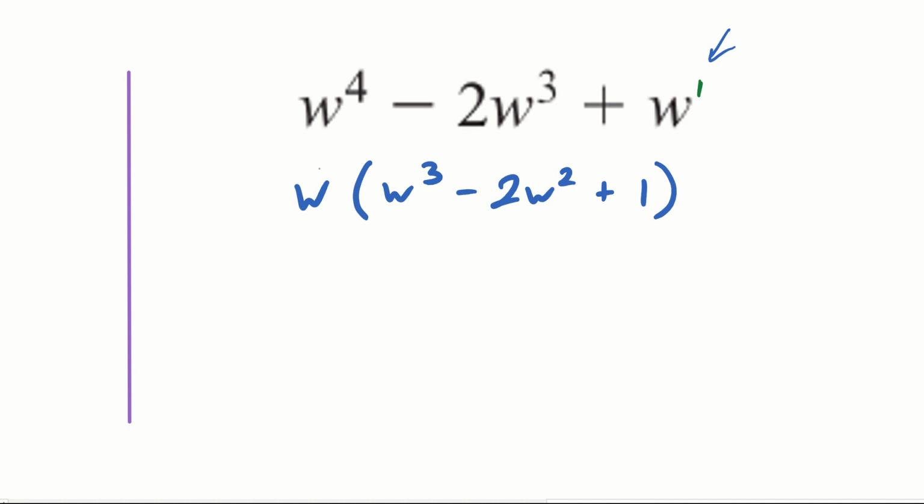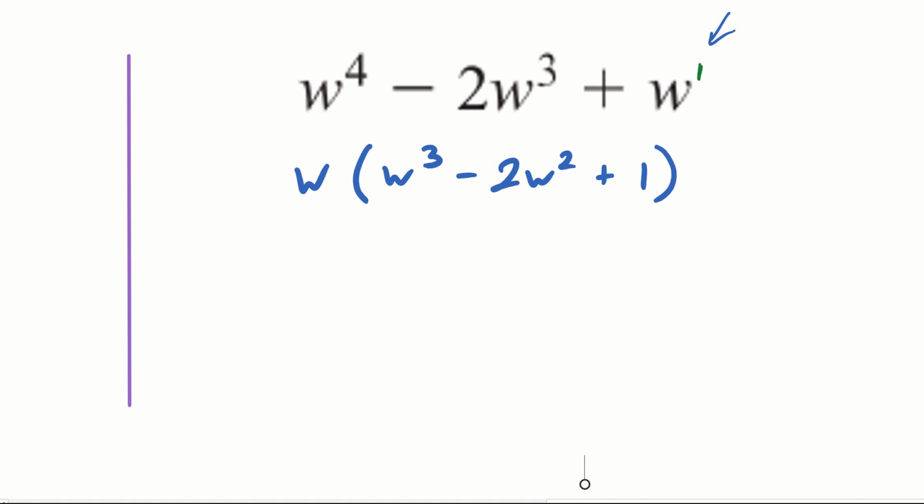And then w times what will get me back to w to the fourth? Well, that's w to the third. And w times what will get me back to negative 2w cubed? Well, that's negative 2w squared, because technically that's a 1, so 1 plus 2. And w times what will get me back to just w? Well, just a positive 1. 1 times w is 1w, or just w. So there it is, folks. We just factored it. Nice job.